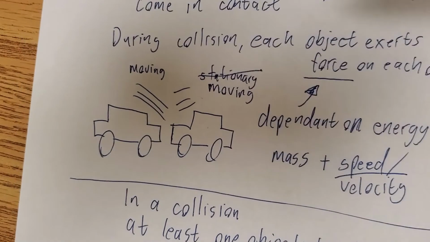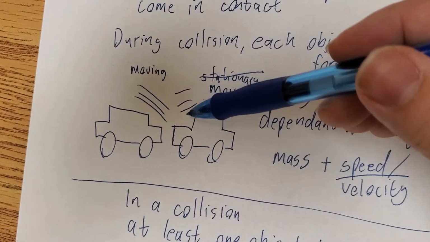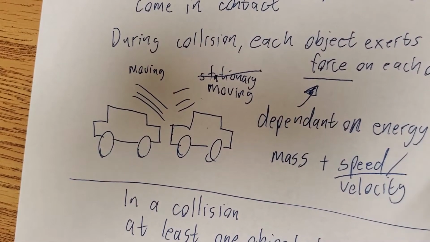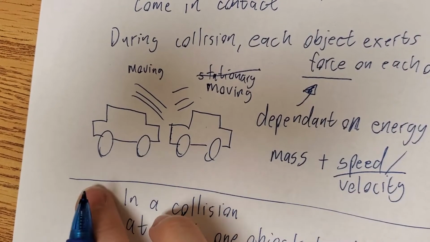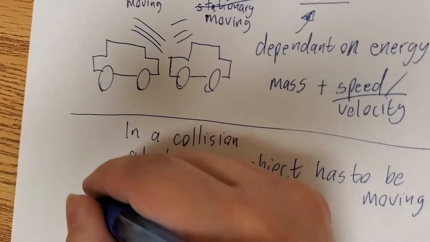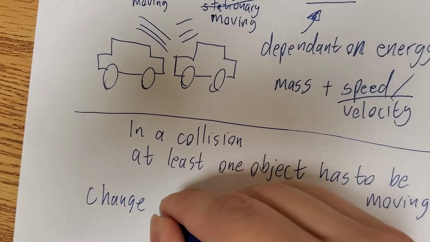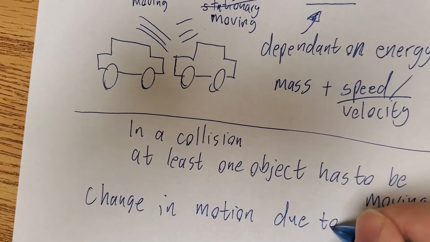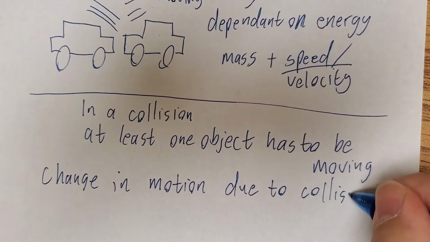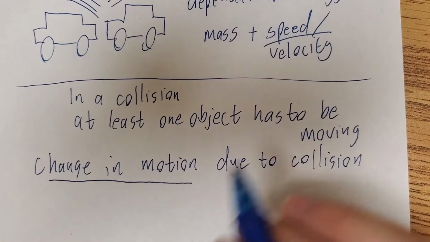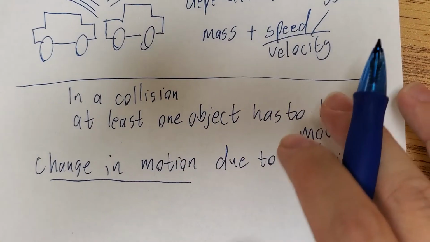And again, the speed of each of the objects and the direction of the speed, whether or not they're going into each other or if one is moving slower this way, those types of things will affect how much energy is in each of these. So this change, because when they hit each other, there's going to be a change in motion, right? So when they come in contact, there's going to be a change in motion due to collision. So this change of motion indicates that the energy has changed inside the object.